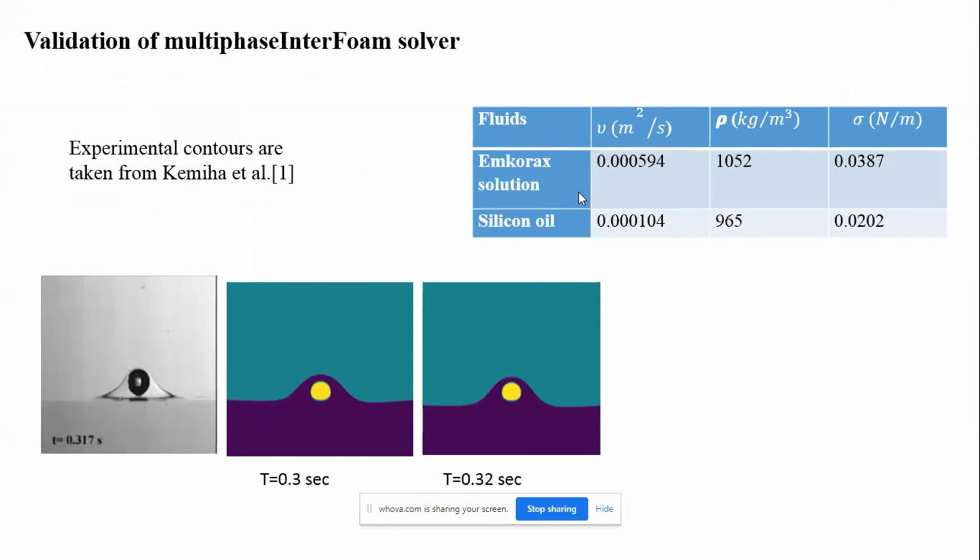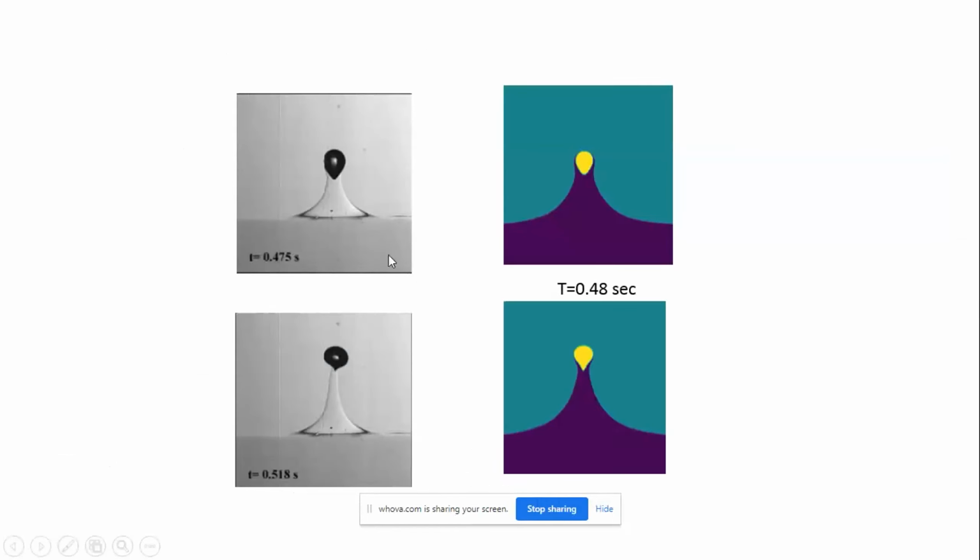These are some of the validation results to check the multiphaseInterFoam solver. We see how nicely the solver captures all the time steps, like time step 0.317 seconds. These are the experimental results. You can see that in nearby time steps, the bubble is at almost the same positions, and the shape of the interface is also the same. These are all different time steps.